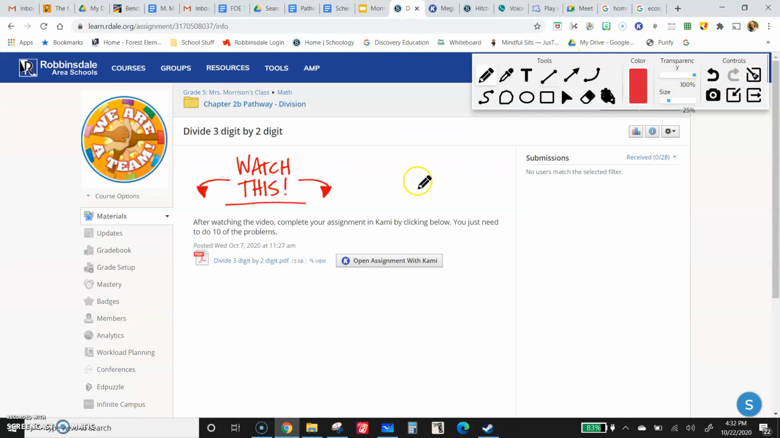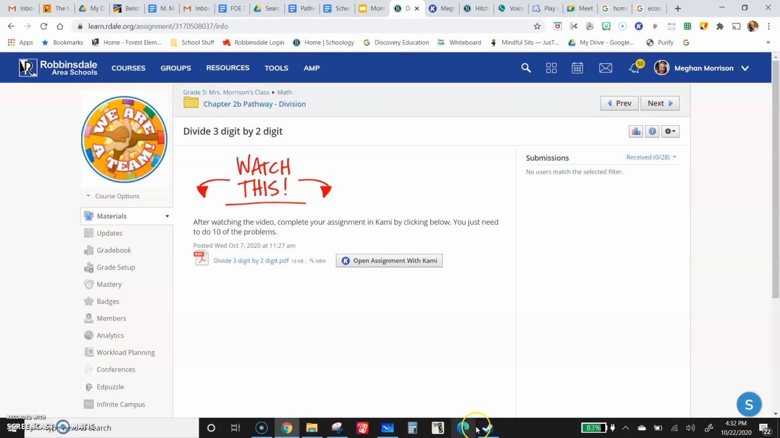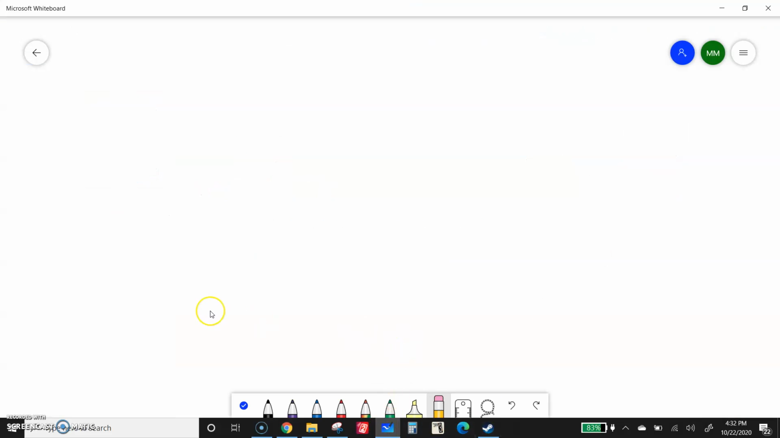So let's go over. This one's going to be about using the partial quotient strategy. The next video will be the standard strategy. So we are going to do 661 divided by 23. Oh, sorry, my pen's being a little goofy.